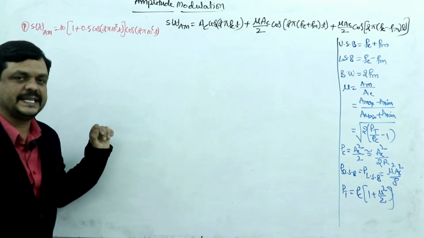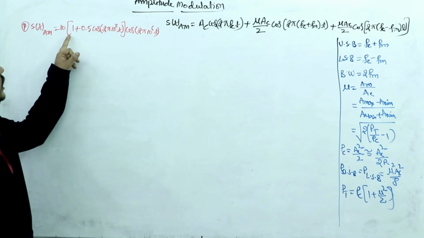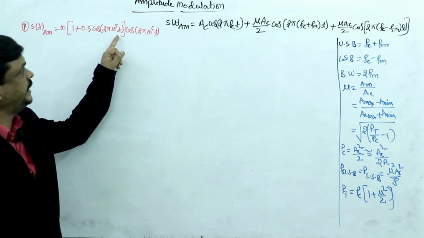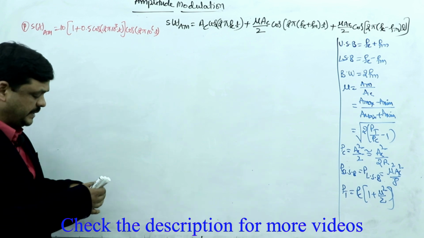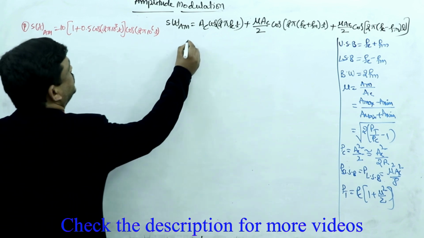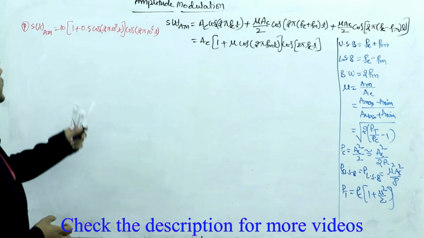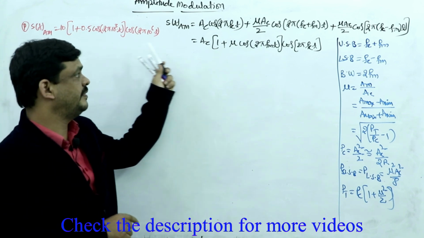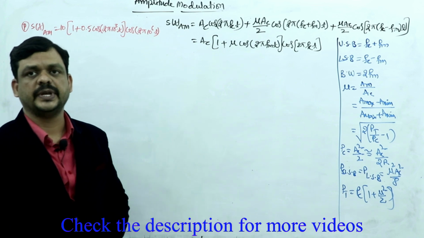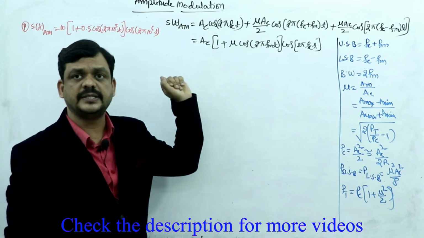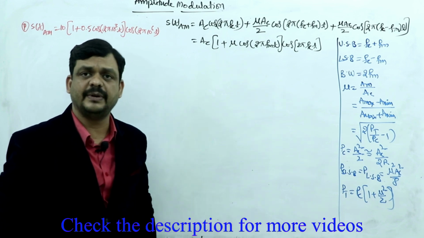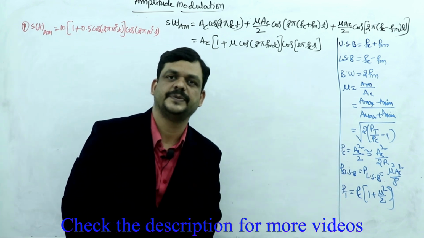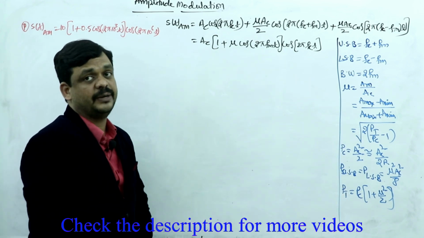AM modulated signal is given here. The AM modulated signal is 10 into 1 plus 0.5 into cos of 2 pi into 10 to the power of 3t into cos of 2 pi into 10 to the power of 6t. So immediately we have to compare this equation with our standard AM modulated signal equation. The standard AM modulated signal equation looks like this. Now from this we have to write the given parameters, because the question is to find all these parameters from the AM modulated signal.